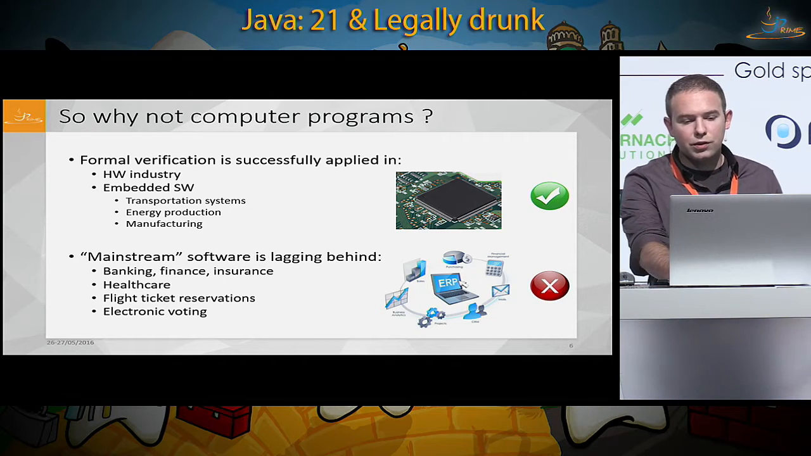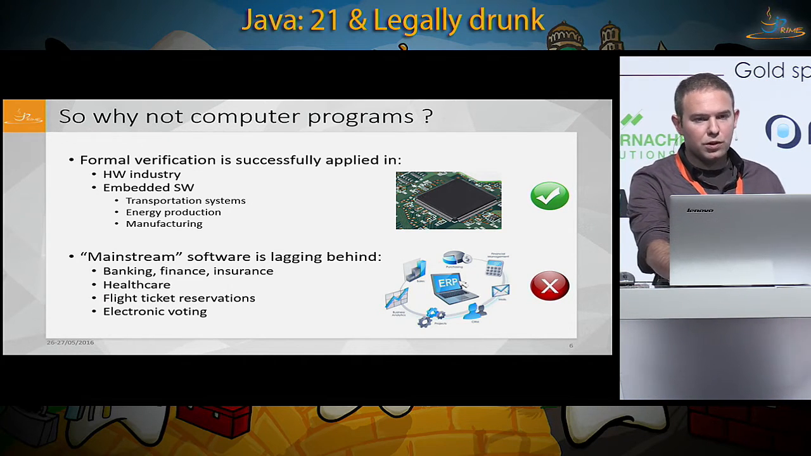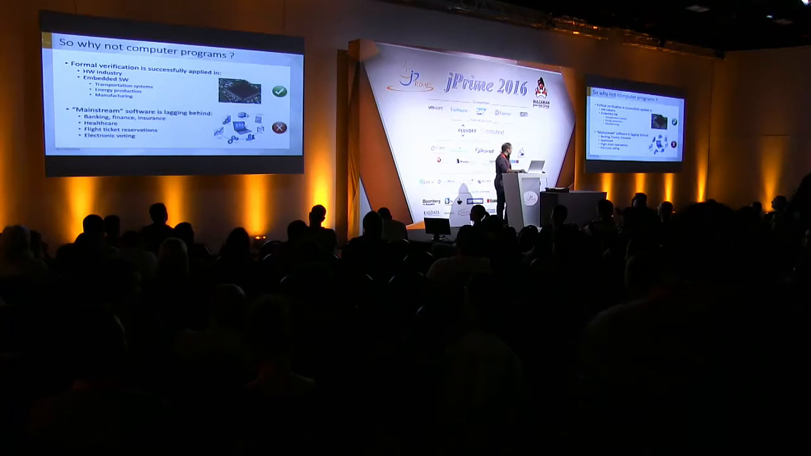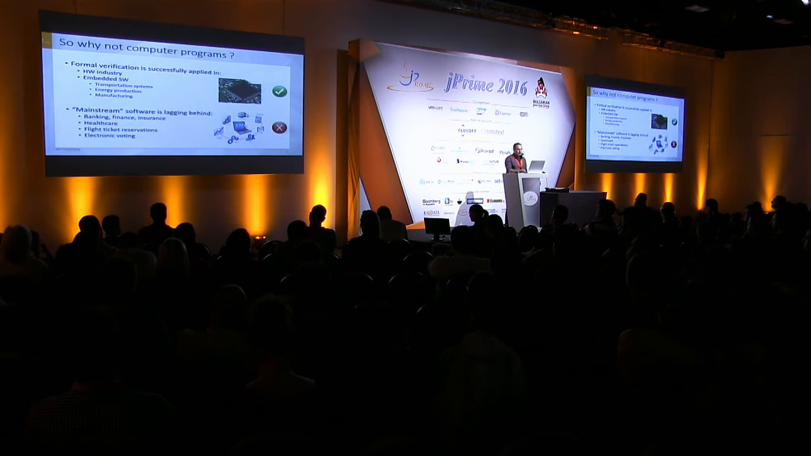When we speak about electronic voting, a software error could cause instability in a country, which could be a huge impact. So the truth is that electronic voting is partly verified in a formal way, but not entirely. And this is probably the best example in mainstream software.